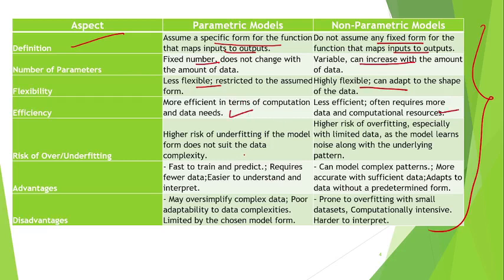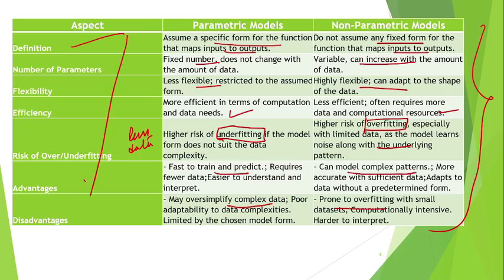High risk: underfitting is more likely in parametric because we have less data. To know what underfitting means, I have given you the link in my video. Please look into that. I've already explained. In non-parametric, the high risk is overfitting, especially with limited data. Parametric is fast to train and predict, yes, because we have limited data. Non-parametric can model complex patterns, yes, but overfitting is a risk with very small data sets.